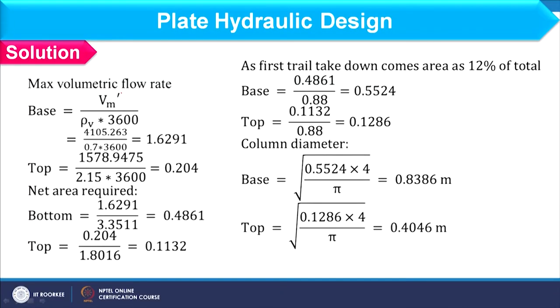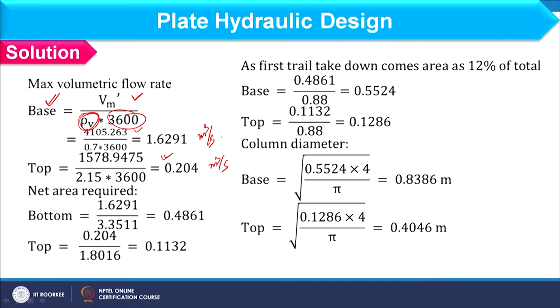So, as far as volumetric flow of vapor is concerned, we have to consider the mass flow rate which we can obtain by balancing, which we have already done in previous slides. So, at the bottom mass flow rate of the vapor is obtained as 4105.263. It is divided by density at the bottom, and this is for conversion of hour to second, right. So, we can obtain volumetric flow at the bottom as 16291 meter cube per second, right. In the similar line at the top, we can obtain volumetric flow as 0.204 meter cube per second, okay.